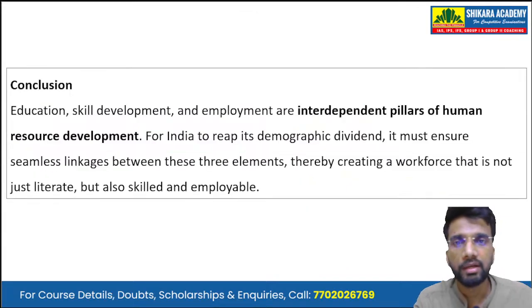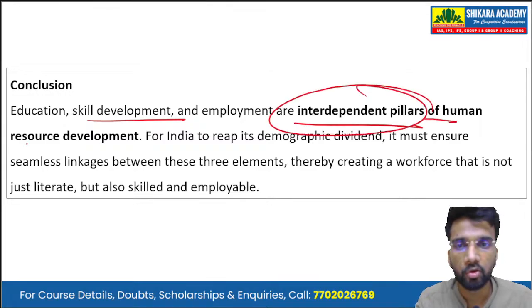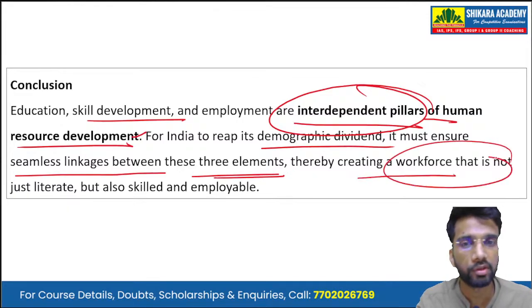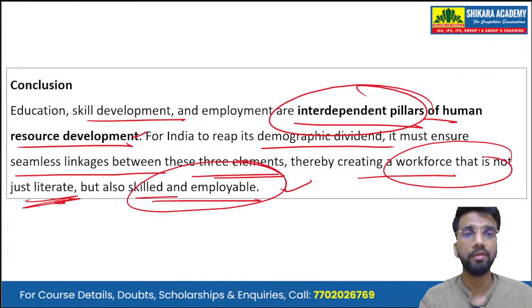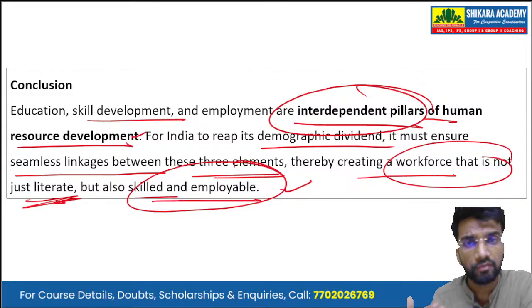So in conclusion, we can write: education, skill development, and employment are interdependent pillars of human resource development. For India to reap its demographic dividend, it must ensure seamless linkages between these three elements, thereby creating a workforce that is not just literate but also skilled and employable. Okay, we should not limit ourselves to just a literate population. We have to skill our population. We have to make our population employable.